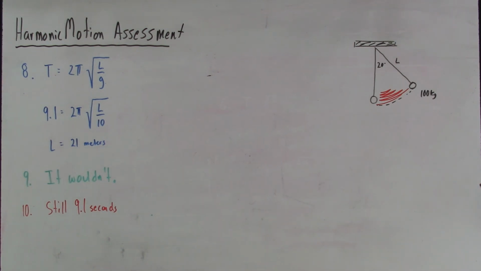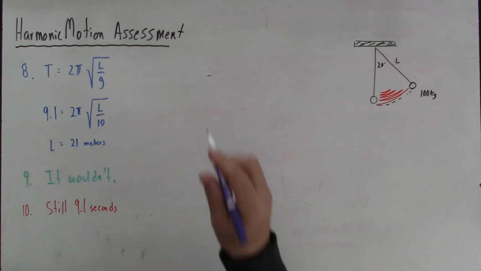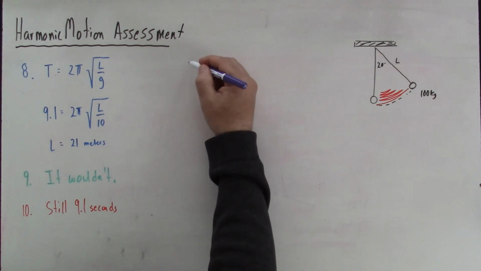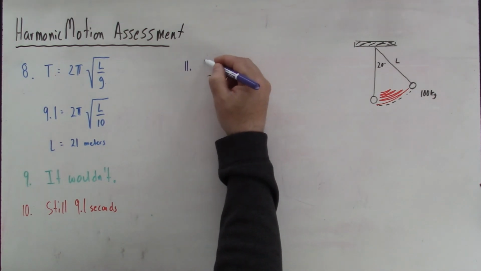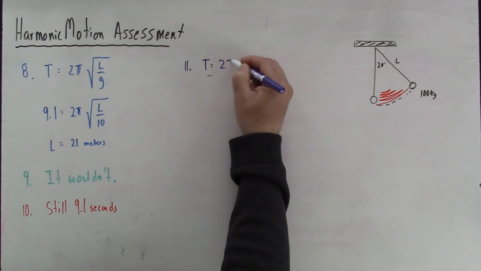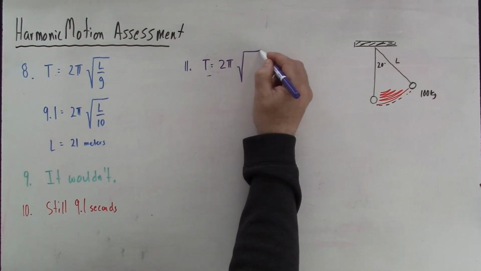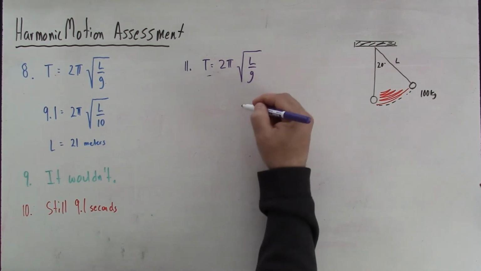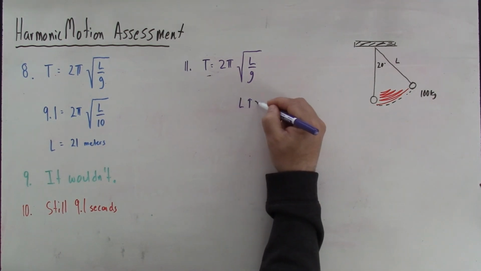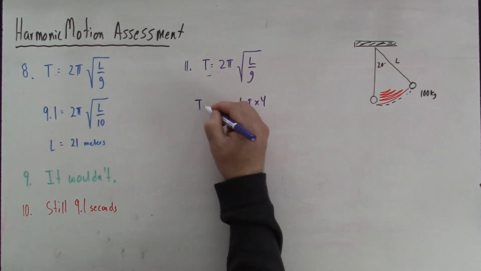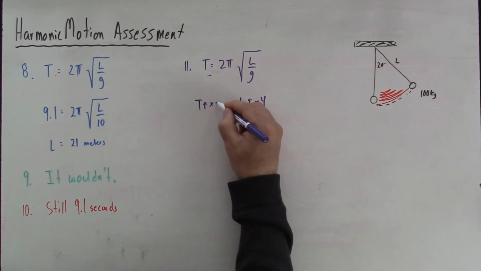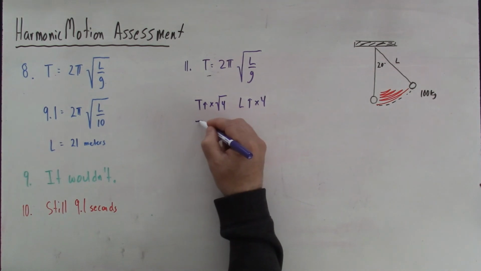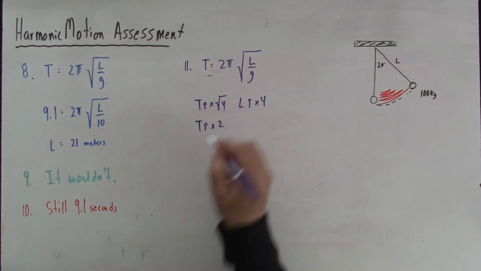Eleven says, just outside of Chicago, there's Fermilab. It says at Fermilab, there's a pendulum that's 4 times as long. How does the period compare? So let's use the same law. So we see that the L is here, but it's underneath the square root. So if L increases by a factor of 4, the period is only going to increase by a factor of root 4, so the period goes up by a factor of 2.